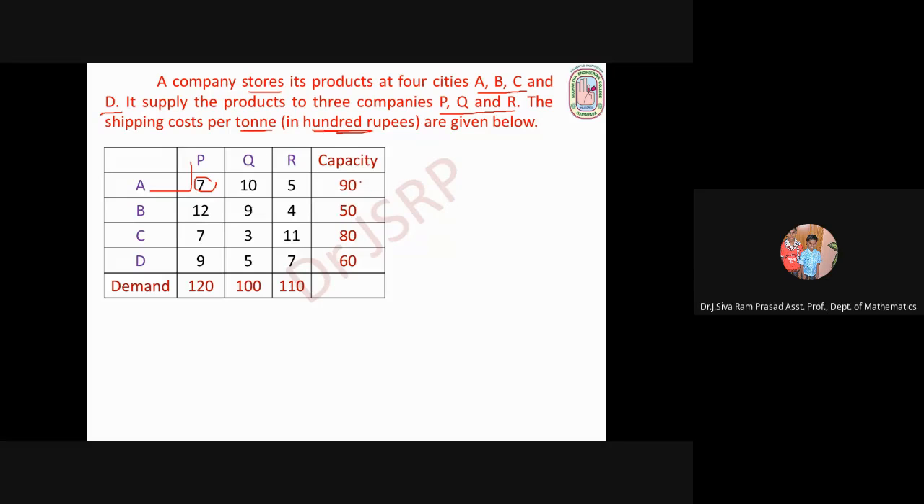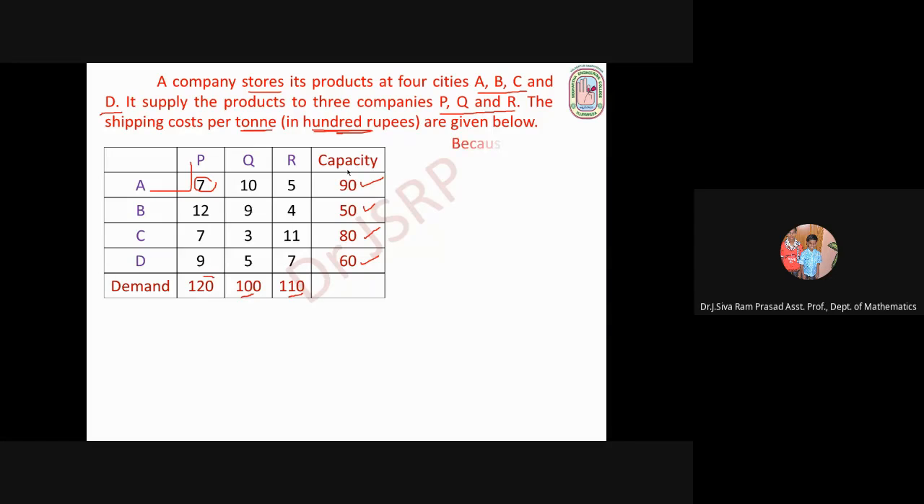So capacity 90 tons at first city, 50 tons at second city, 80 tons at third city, 60 tons at fourth city D. These are the available amounts. And demand, so required amount for first company P is 120 tons, and for second company Q 100 tons, and for third company R 110 tons. So these are the requirements. So demand means requirement, capacity means availability.